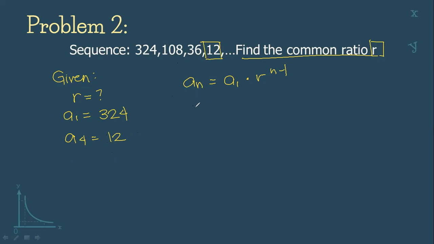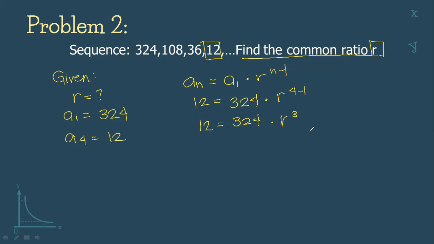Okay, so we have here a sub 4. Yung gamitin natin as the last term is si a sub 4. So a sub 4 natin is 12 is equal to a sub 1, which is 324, multiply tayo by the common ratio. Siya po yung hindi natin alam, raised to n, pang ilan po si 12? Dito, pang 4 po siya. 4 minus 1. So we have here r raised to 3 multiplied by 324. So that is equal to 12.